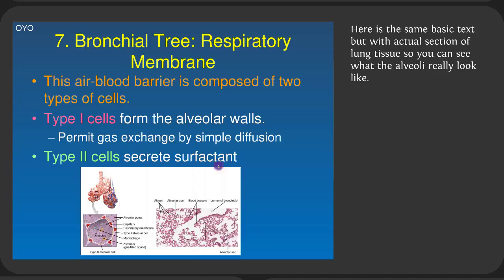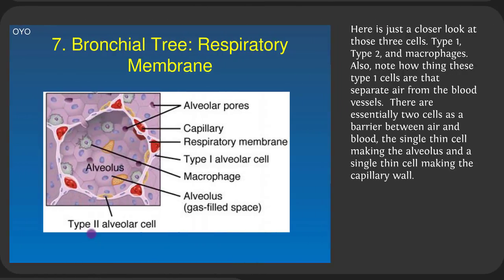Here's the same basic text but with the actual section of the lung, so you can see what the alveoli really look like rather than just an artist's rendition. Just a closer look to type 1 cells, pink, type 2 cells, beige, and then the macrophages. If you look really closely at the capillary, you'll see that there's basically just 2 cells between the air in the alveolus and the blood in the capillary. So there's the cell that makes up the alveolus, and there's the cell that makes up the border or the wall of the capillary. So there's a really thin barrier here.